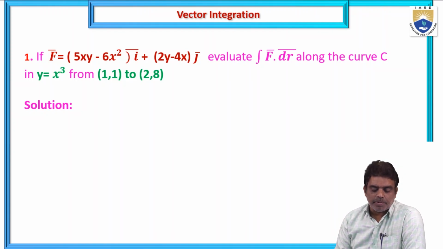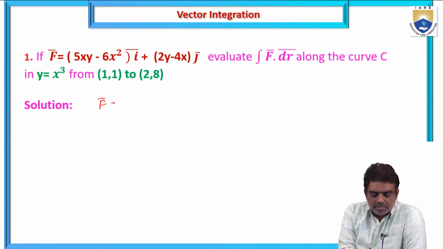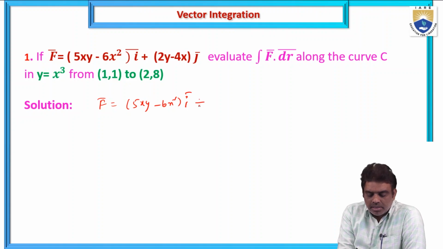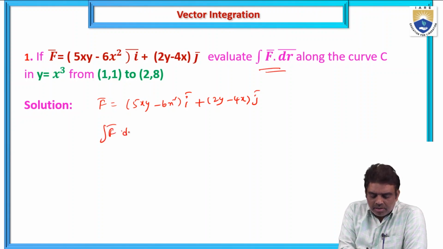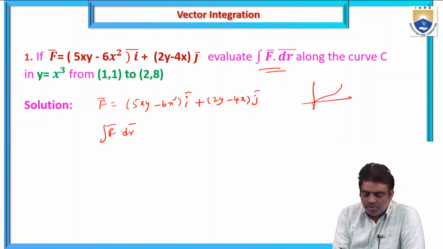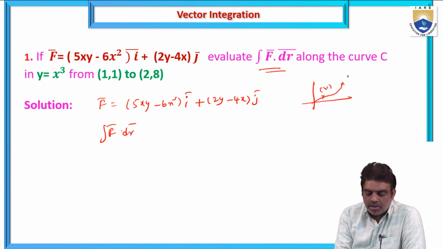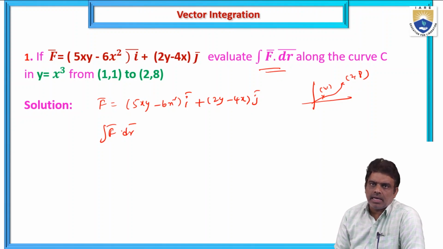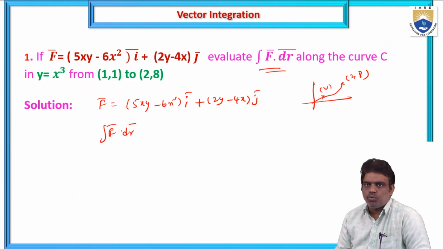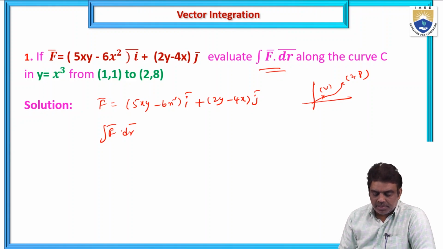If f bar is any vector point function, f bar is given as (5xy minus 6x square) i bar plus (2y minus 4x) j bar. Then evaluate the line integral of f bar dot dr bar along the curve C, y is equal to x cube, from the point (1, 1) to (2, 8). You have to evaluate the line integral along the curve y is equal to x cube from (1, 1) to (2, 8), right?